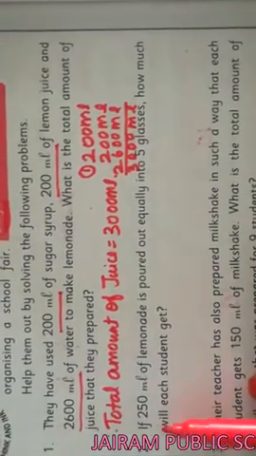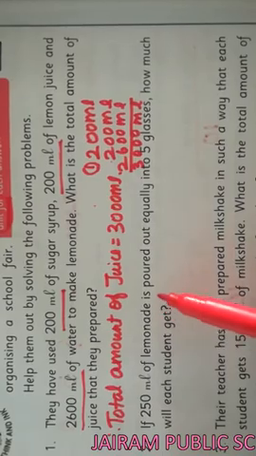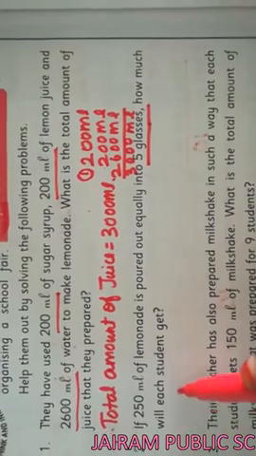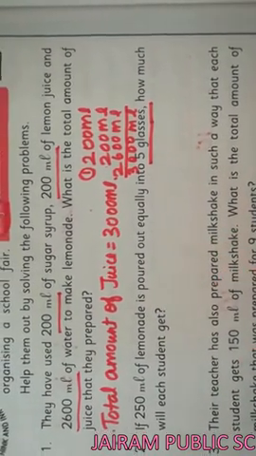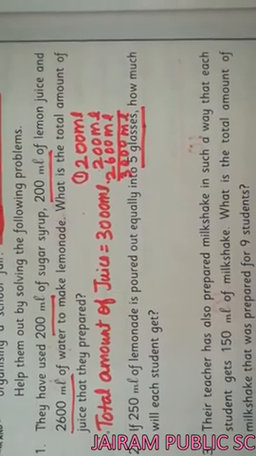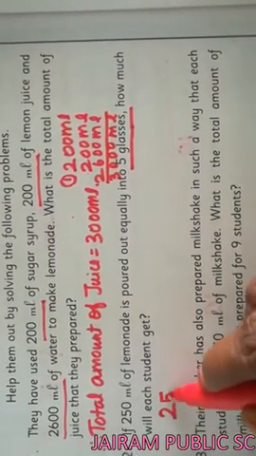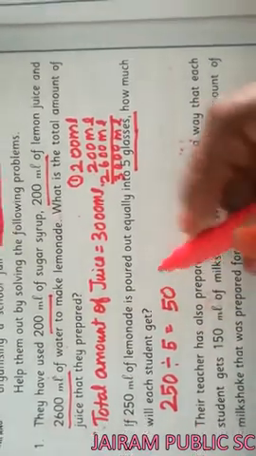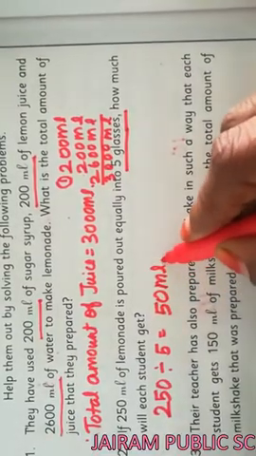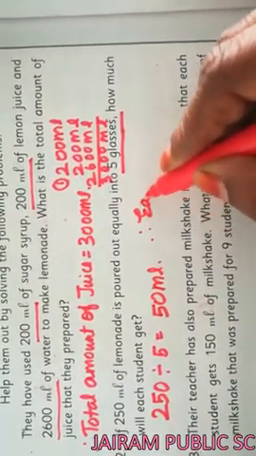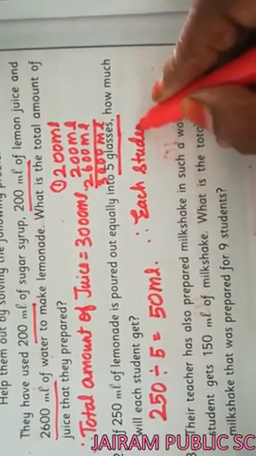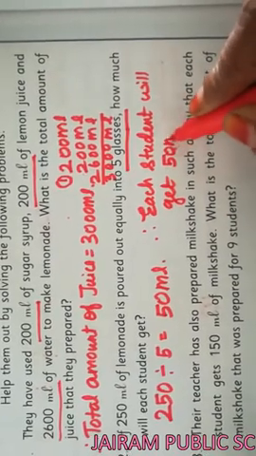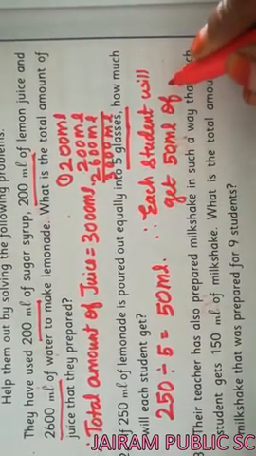Next, second question. If 250 ml of lemonade is poured out equally into 5 glasses, how much will each student get? For that we have to use the operation division. So 250 divided by 5 equals 50. So 50 ml. So each student will get 50 ml of juice.